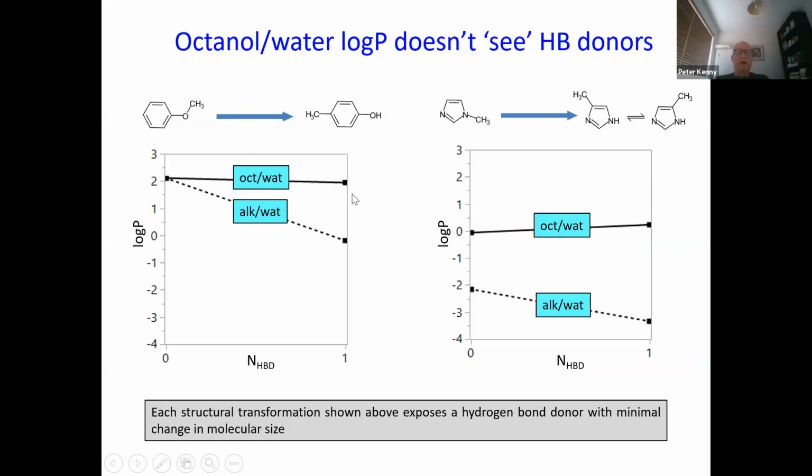One of the things I really want to flag is that octanol-water is not really a great way of looking at polarity or solvation. A good way of showing you this is that octanol-water logP just doesn't see the hydrogen bond donors. So here we've got a couple of these methyl transfers, where you move the methyl from the heteroatom to a carbon. In each case, you can see with the alkane-water partition coefficient, it decreases quite significantly. But with octanol-water, it hardly changes. In fact, here it increases slightly.